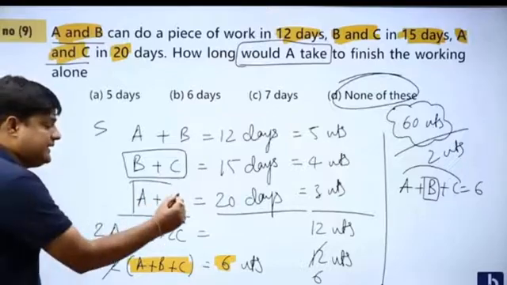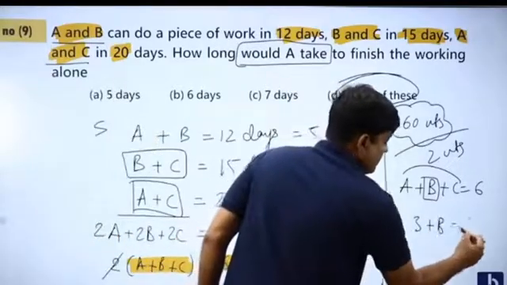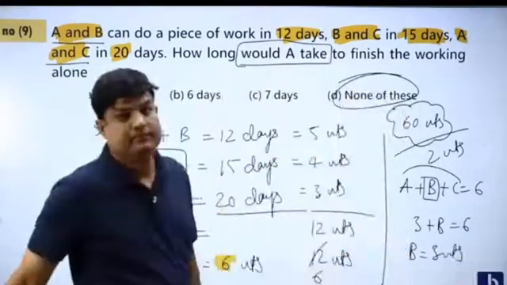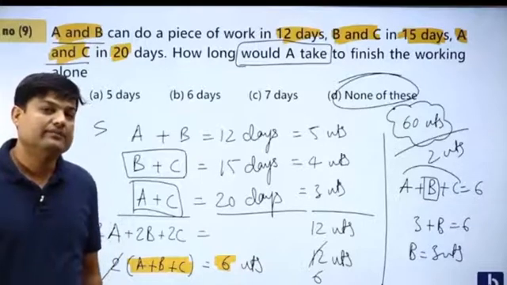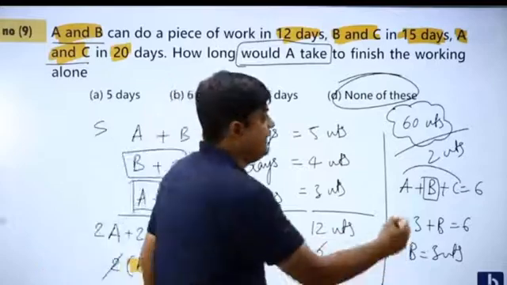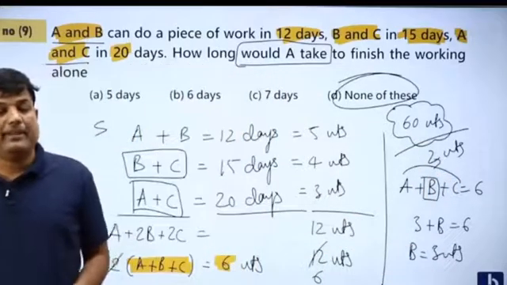A and C's data is given to you. A and C's data is 3 units. Are you understanding, everybody? We don't want units, we want B in days. So divide by 3. The answer is 20. Clear?